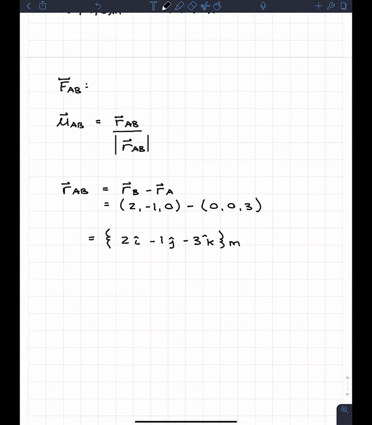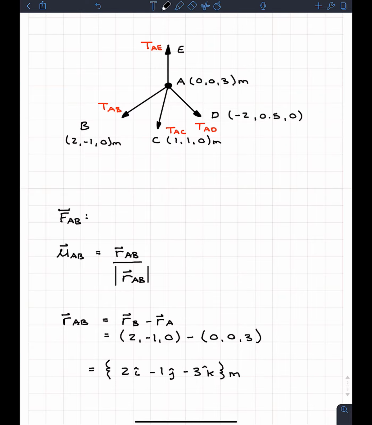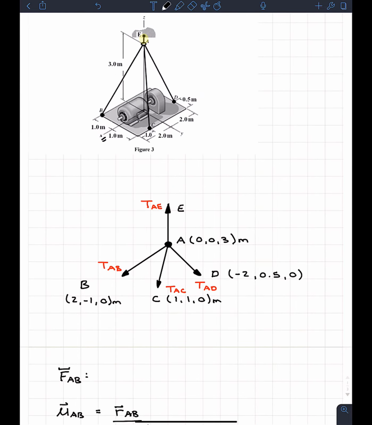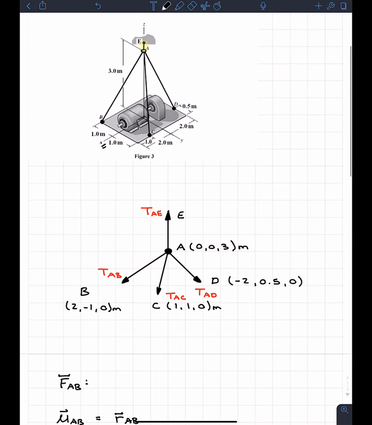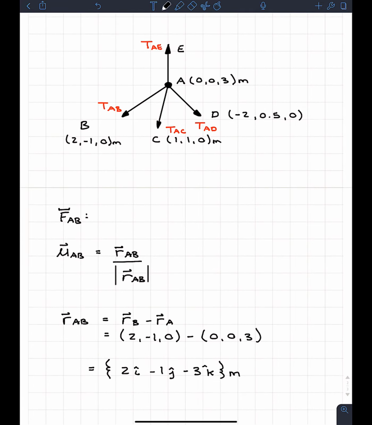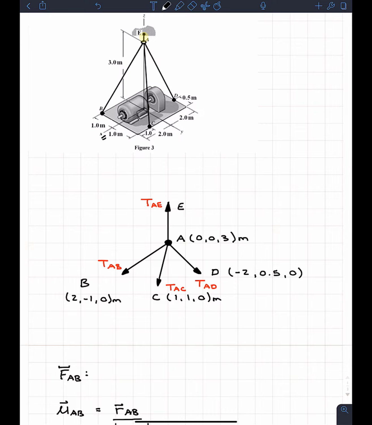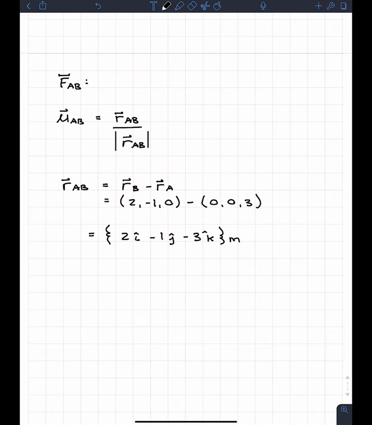So if we look at the diagram, what does that mean? Well, to get from point A to point B, we had to go 2 in the X direction. Okay, well, that makes sense. We want 2. We had to go -1 in the Y direction. Well, we did that too. And we had to go -3 in the K direction, which we did. So this is why this is good. It makes sense.